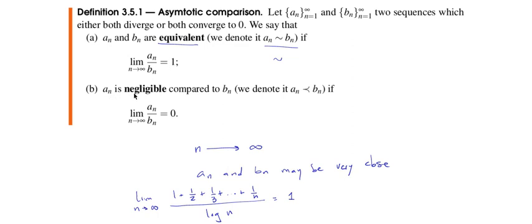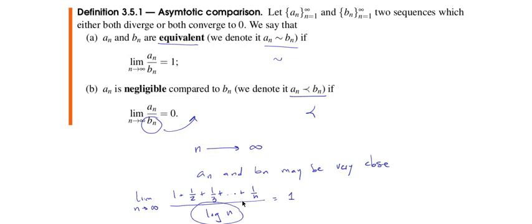And a sub n is negligible compared to b sub n, and we denote it with this symbol, if the limit of a sub n divided by b sub n is 0. That means that b sub n is either growing to infinity much faster than a sub n, or, if they are going to 0, a sub n is going to 0 much faster than b sub n. In the equivalent case, both sequences are growing to infinity at the same rate.